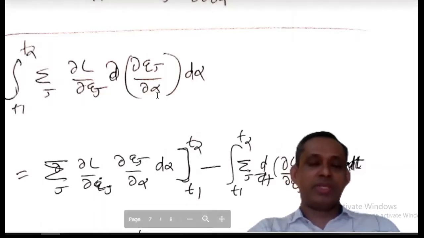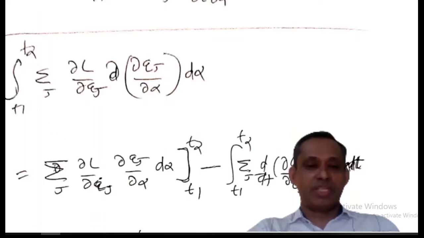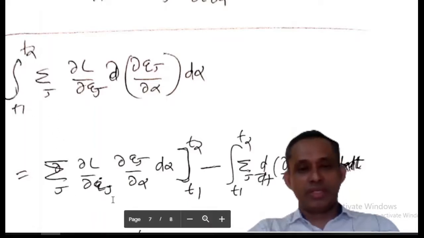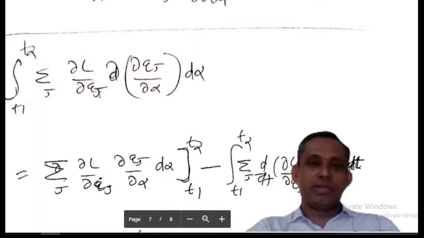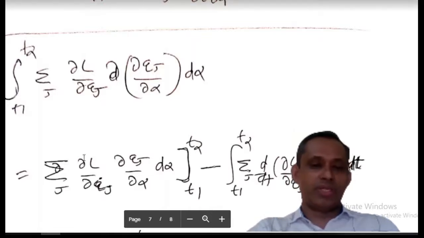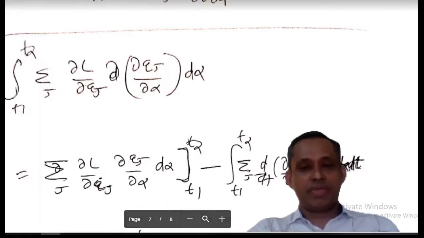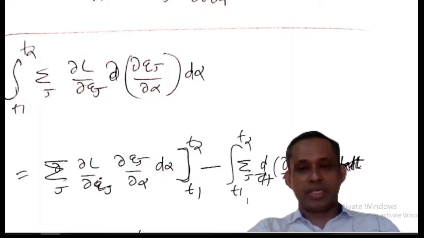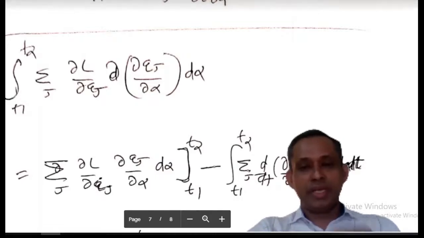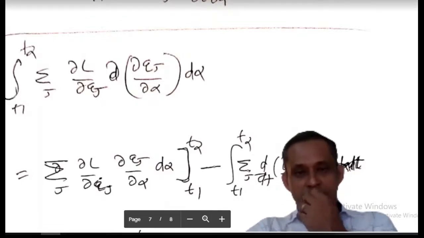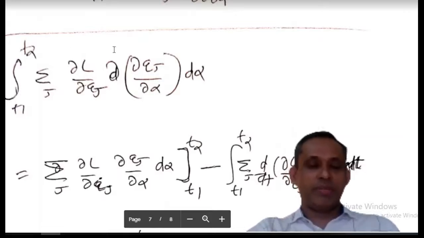As we integrate by parts, the first term is sigma j ∂L/∂qj dot, times ∂qj/∂α dα, evaluated from time t1 to t2. Here, minus integral t1 to t2 sigma j d/dt of ∂L/∂qj dot.